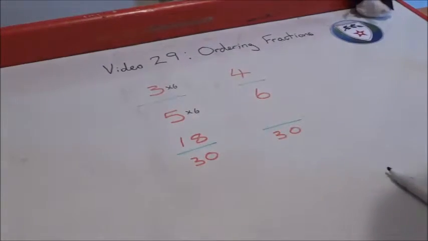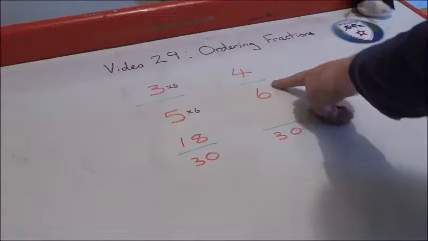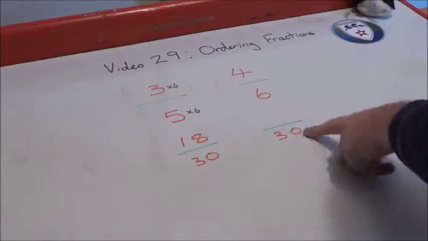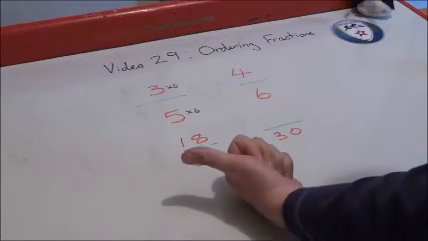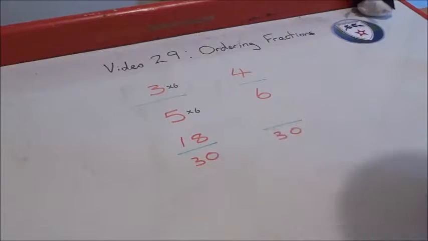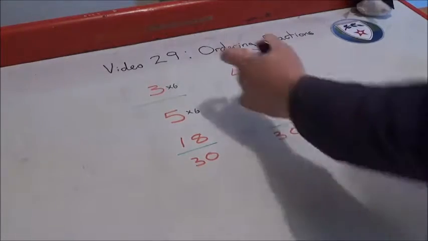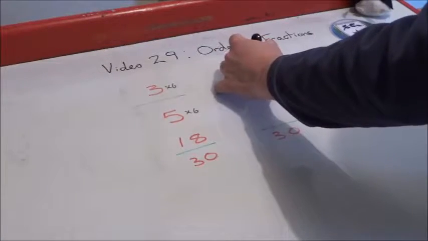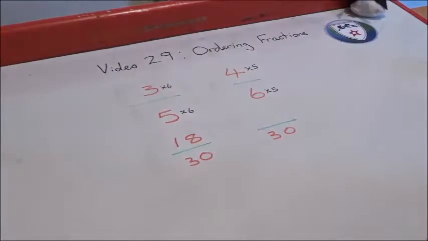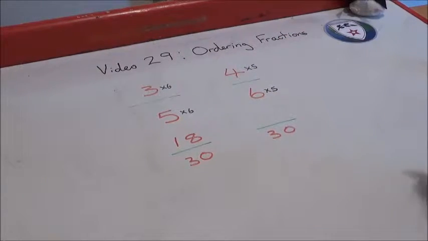Over here, I'm going to do the same thing, but I've got to do it with the 6 now. So where is my multiple of 6 for 30? 6, 12, 18, 24, 30. 5 times. I need to multiply it by 5. Again, as it's going to be an equivalent fraction, I need to make sure I do exactly the same thing to the numerator. 4 times 5 equals 20.